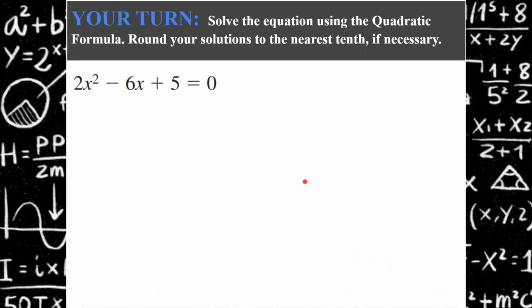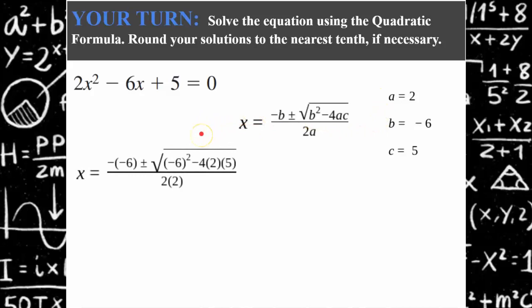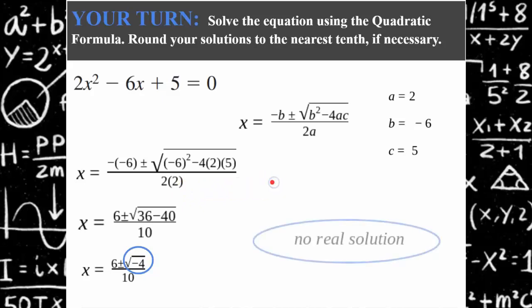Let's try another one. Go ahead and pause this video, find the solutions, and come back and hit play when you're ready to check your work. Welcome back. So I wrote down the quadratic formula, the values of a, b, and c. I substituted them in and evaluated. Noting now I have the radicand is 36 subtract 40. That results in a value that is negative. So the square root of negative 4, since it's an imaginary number, it's not a real number, we have no real solution to this quadratic function.